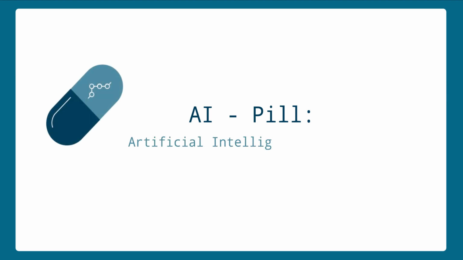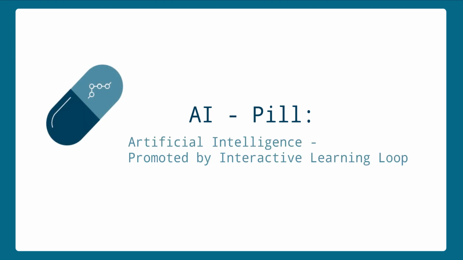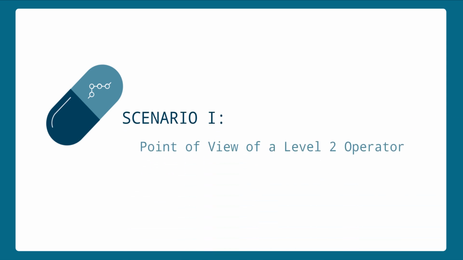AI PIL, Artificial Intelligence Promoted by Interactive Learning Loop. Scenario 1, Point of View of a Level 2 Operator.